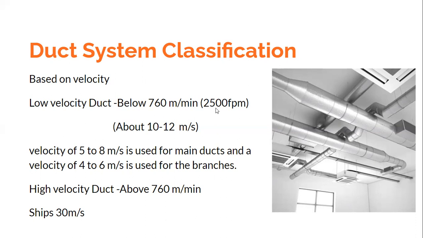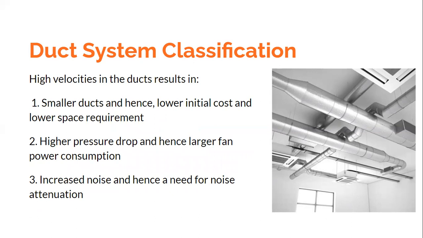However, there are applications like ships, for example, where one can afford to use a high velocity duct system. So in such a scenario, when there is a possibility of using a high velocity ducting system, if the velocities happen to be above 2500 fpm or above 760 meters per minute, then those duct systems are classified in the category of high velocity ducting systems. So this is the classification of the ducting system based on the velocity. But there is another way of classifying the ducting system.